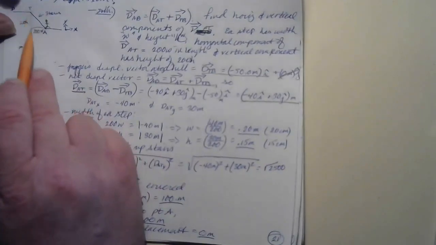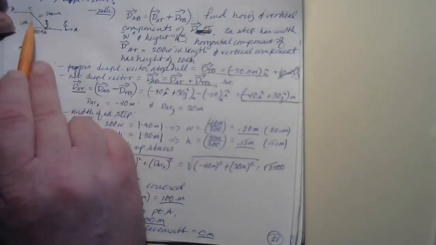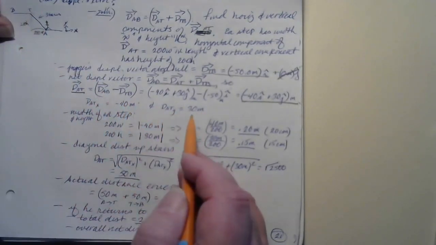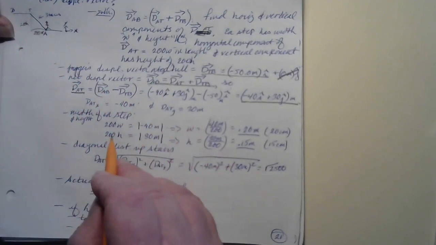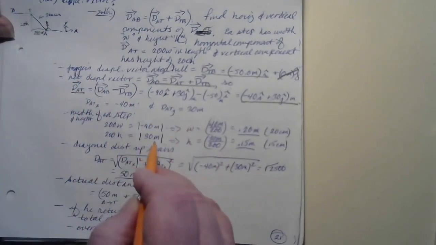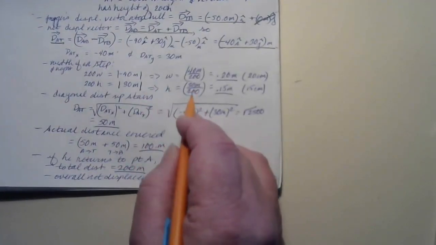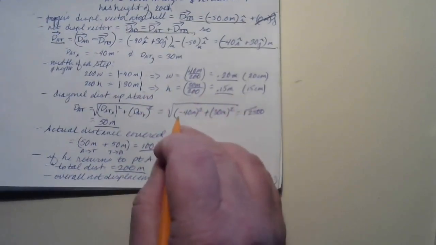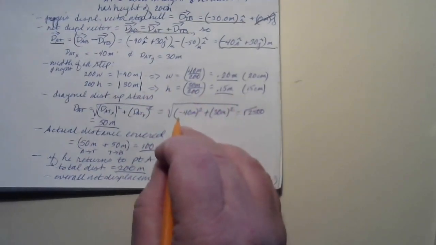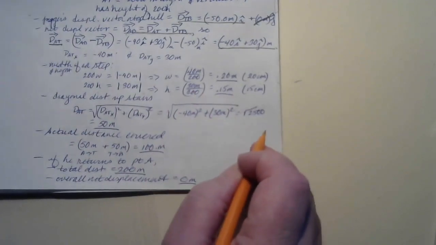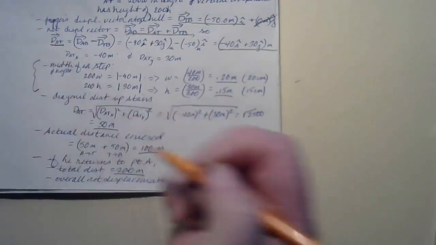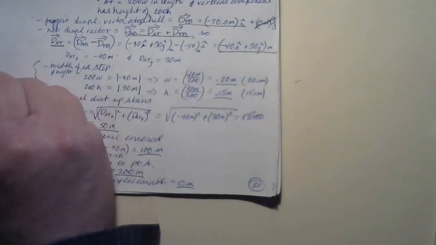200H is the vertical component from going from A to T. And the y component, that is the vertical component, has a distance of 30 meters. So 200H equals 30 meters. And so we can find H is just 30 meters divided by 200, which is 0.15 meters or 15 centimeters. So those are the dimensions of the steps.